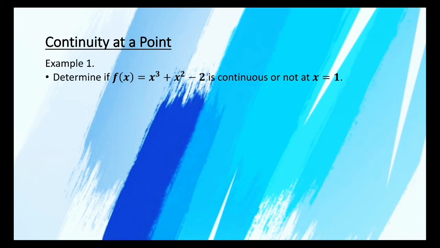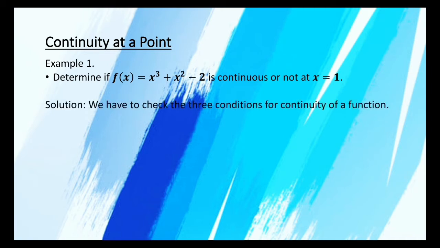Let's have an example. Determine if the function x cubed plus x squared minus 2 is continuous or not at x equals 1. We have to check the three conditions. First, if x equals 1, then f of 1 is what? By direct substitution, 1 cubed plus 1 squared minus 2. 1 cubed is 1, 1 squared is another 1, so 1 plus 1 minus 2 is 0. Therefore, f of 1 is 0. A 0 is a number, so f of 1 exists.